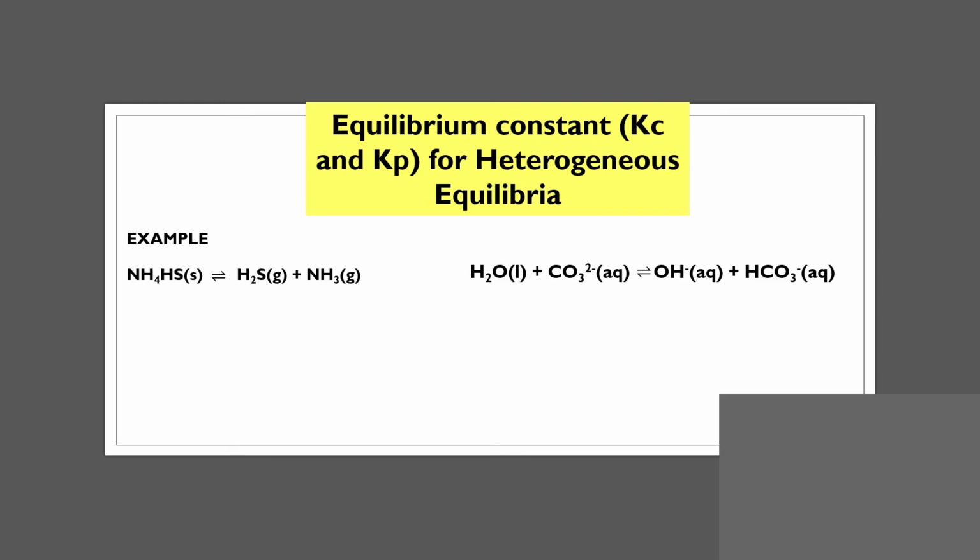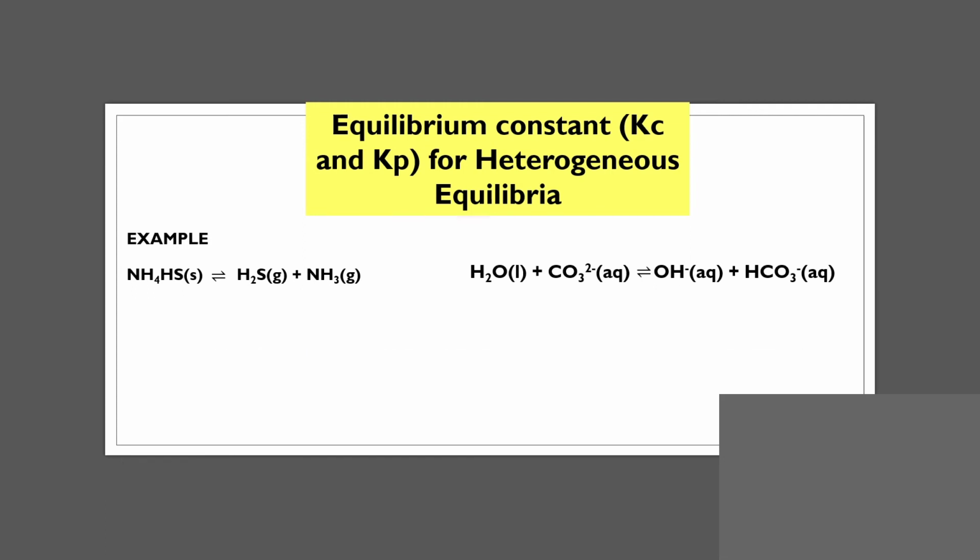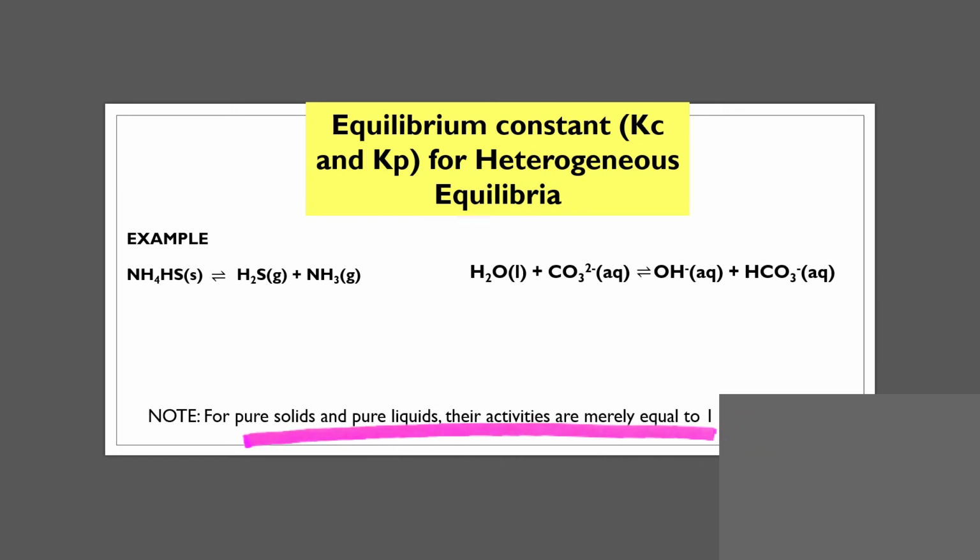How to write the equilibrium constant expression for heterogeneous equilibria? You must remember the way to write it is still the same. It is a ratio of product to reactant. But for heterogeneous equilibria, one thing you must remember is that for pure solids and liquids, their activities are nearly equal to 1.